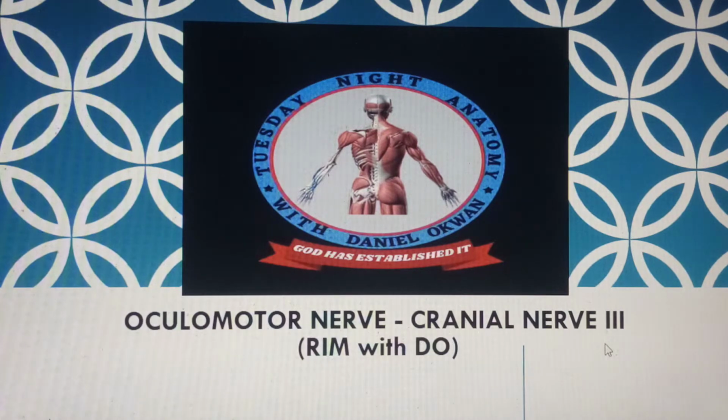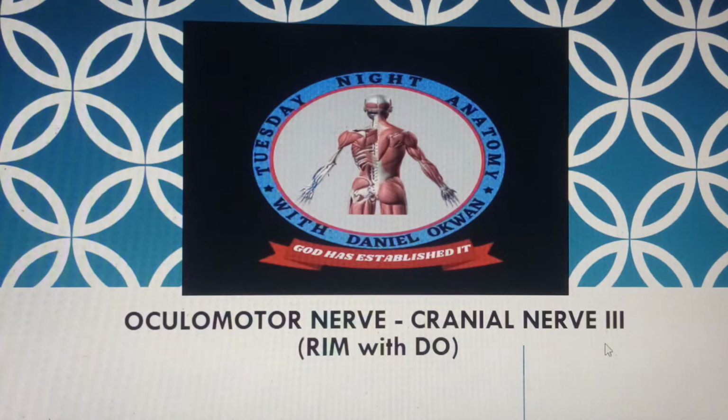Because this cranial nerve has its nucleus, that is what we call the oculomotor nucleus, eventually giving motor supply to these extraocular muscles, except two of them, which I'll be making mention of. But in addition, there will be another nucleus adjacent to it, that one we call the Edinger-Westphal nucleus. And that one will be giving fibers to supply the ciliaris muscle and the sphincter pupillae muscle.